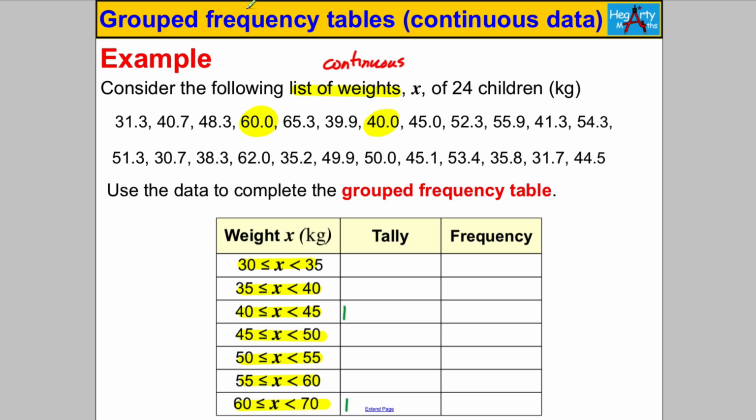What other controversial ones are there? We've got 45. That's controversial. That would go in this one here. Anything else? 50 might be controversial because it's on an edge. 50, does it go here or here? Hopefully you'll realize it goes there. And all the other ones should be really straightforward and be easy for you to determine. So I'm just going to race through them now.